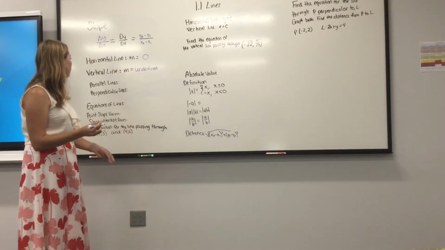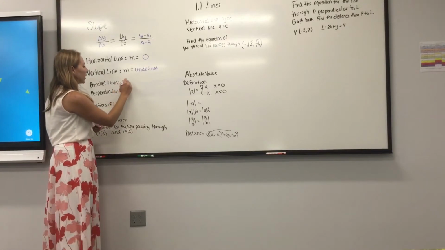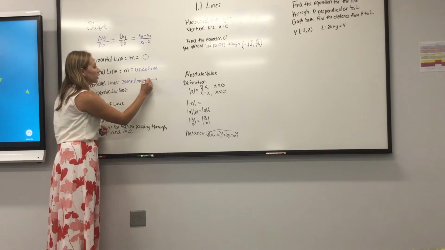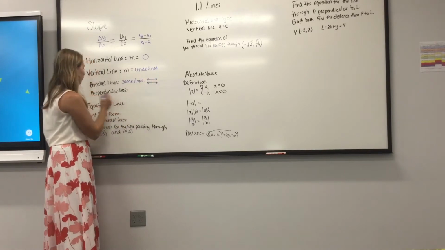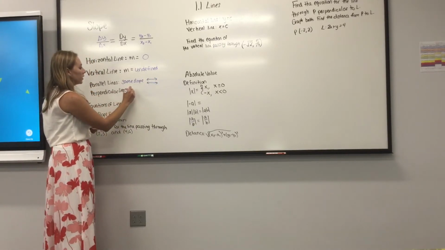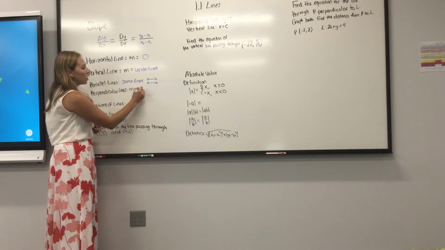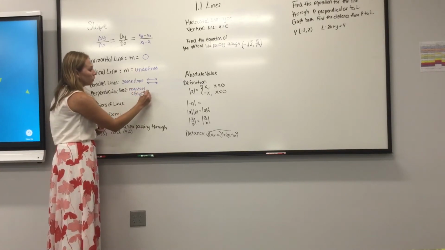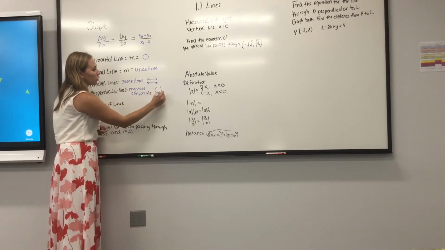Parallel lines, we know that they have the same slope because they never cross. They're going to keep continuing at the same rate. Perpendicular lines have negative reciprocal slopes. They cross each other, and so they are negative reciprocals of each other because they cross at that 90-degree angle there.